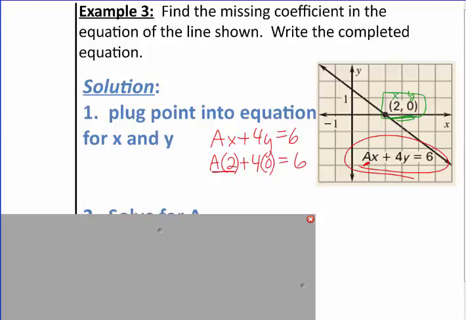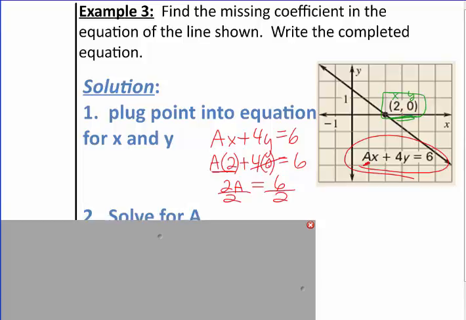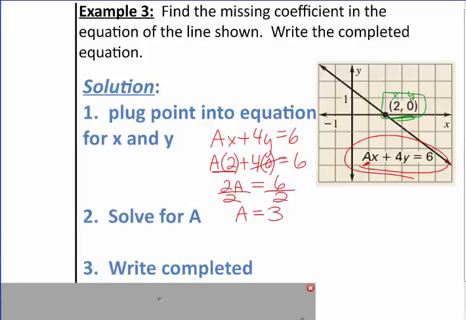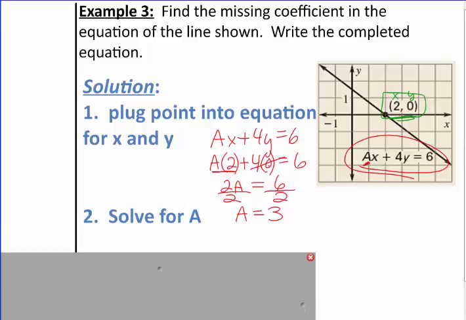So a times 2 is the same as 2a. 4 times 0 is 0. Equals 6. Divide both sides by 2, and you get a is equal to 3. So now I know what the a is. Okay, so that's what we did second. We solved for a.